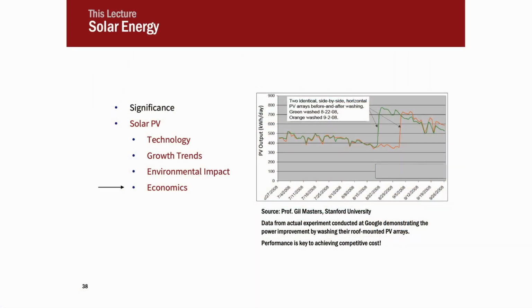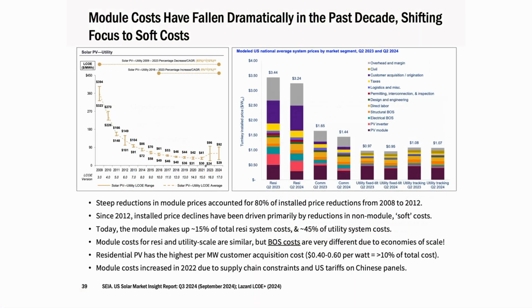Okay, so let's end by talking about economics. We've seen really steep reductions in the cost of solar PV, and much of the cost declines in about the 2008 to 2012 timeframe were because of innovations in manufacturing scale in the modules themselves. But since then, we've seen slower declines in module costs as the low-hanging fruit innovations have been taken up.